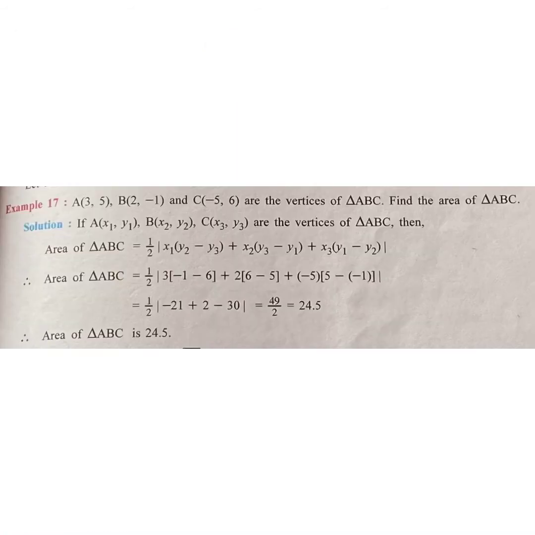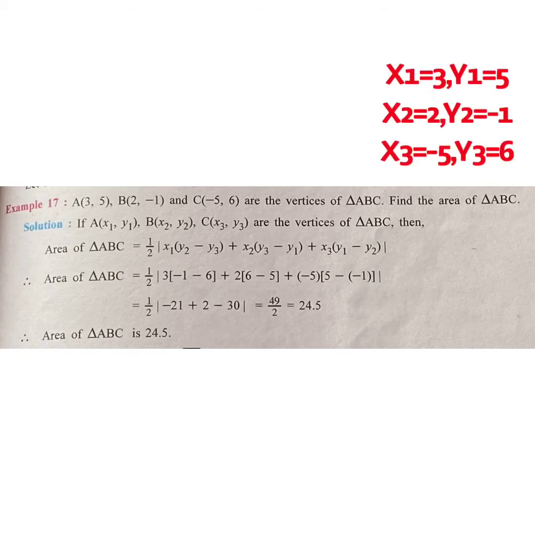A(3, 5), B(2, minus 1) and C(minus 5, 6) are vertices of triangle ABC. Find the area of triangle ABC. So what is the formula for the area of triangle ABC? Half into x1 into (y2 minus y3) plus x2 into (y3 minus y1) plus x3 into (y1 minus y2). Here x1 is 3, y1 is 5, x2 is 2, y2 is minus 1, x3 is minus 5 and y3 is 6. So now we will substitute the values of x1, x2, x3 and y1, y2, y3 in the formula.